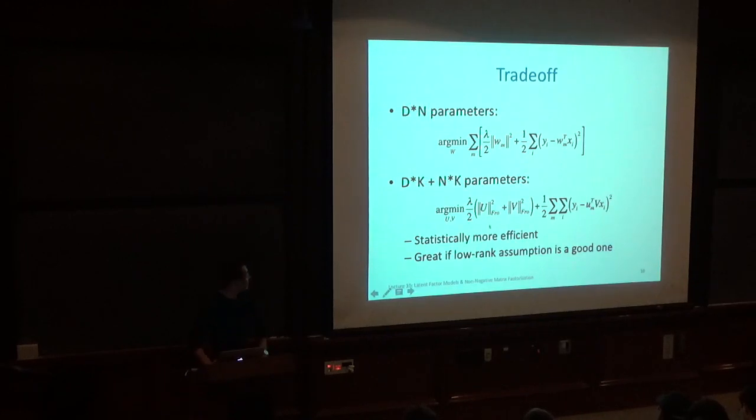d times k corresponds to the V matrix, and n times k corresponds to the number of users. If k is much smaller than d and n, then there are fewer parameters in this model, so it's easier to estimate reliably because it's less complex. This is great if the low rank assumption is a good one. If I have a bunch of different users or tasks, and the variability across those tasks, at least in terms of the model I'm trying to estimate, is low rank, then this is a good assumption to make.